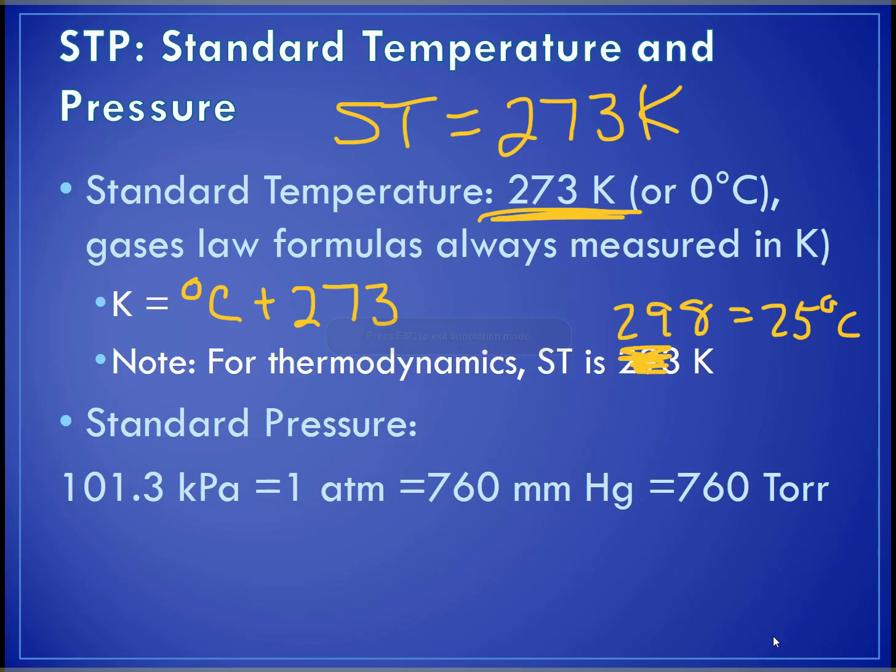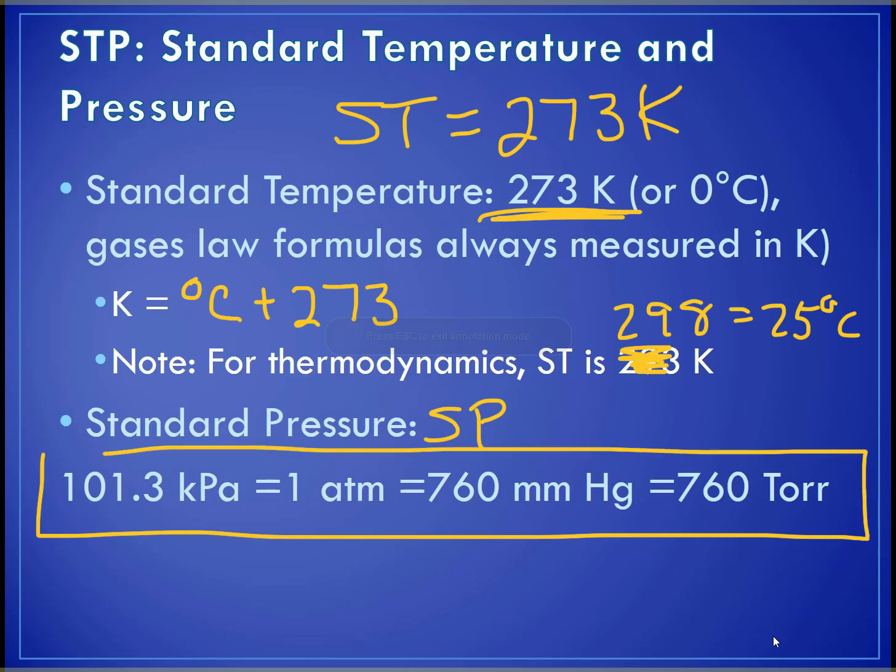Also standard pressure. So if you ever see an SP, that is the STP shortened to just standard pressure. It would be kilopascals, atmospheres, millimeters of mercury, or torr. And you need to know that these are all equal to each other. So we use kilopascals in the lab, and all the rest, it just depends on the problem which one we're going to be using. So make sure you pay attention to what unit you have, but anytime you see these units, kilopascals, atmospheres, millimeters of mercury, or torr, those are pressure units.